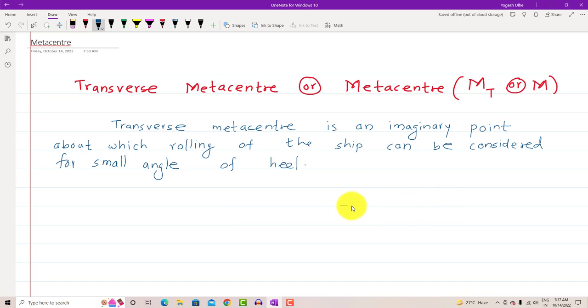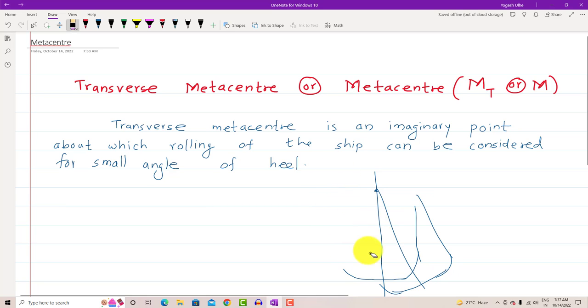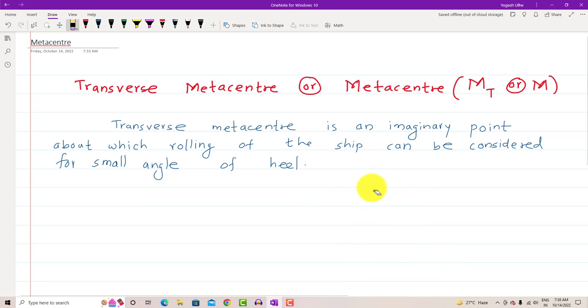Now what is meant by rolling? Just imagine, this is a transverse view of the vessel. What is the meaning of the word rolling? Try to see the scenario. About this point, the ship is going to roll like this. This is meant by rolling. The ship rolls about that point, which is our metacenter. So that is an imaginary point.